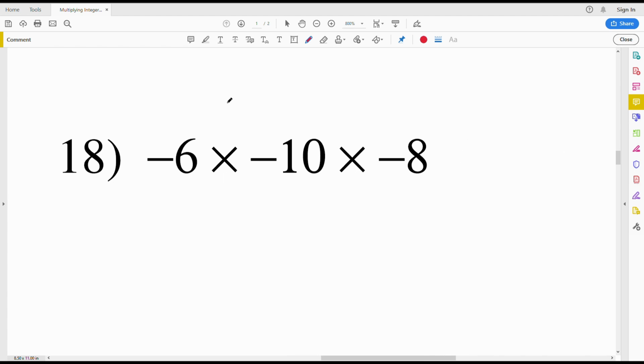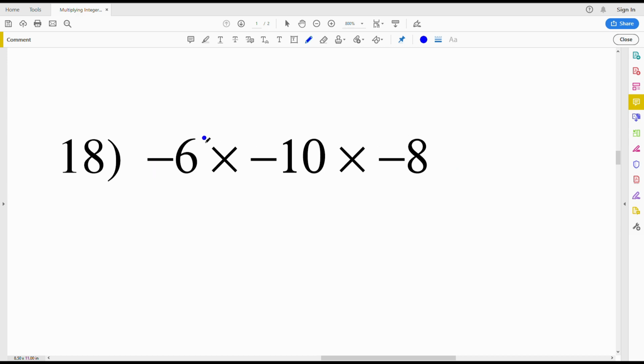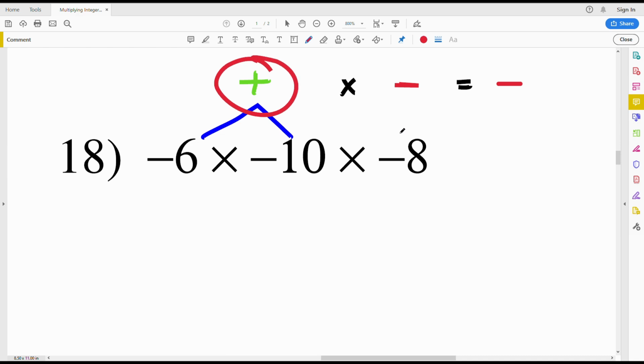Now, in number 18, we have a negative times a negative times a negative. Well, quickly, I know that my result's going to be negative, and you're probably thinking, well, wait, all of them have the same sign. And yes, all 3 of these have the same sign, but think about when you have a negative times a negative. A negative times a negative results in a positive. So now I have a positive multiplied by a negative, and a positive times a negative results in a negative. So because negative times a negative gives me a positive, I still have this negative, and a positive times a negative is a negative. So I know that my solution is going to be negative.